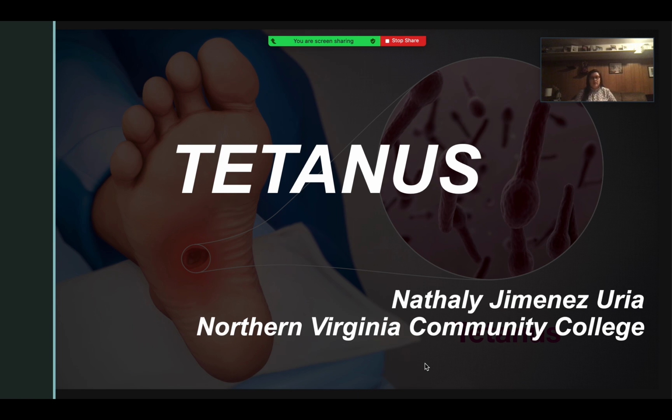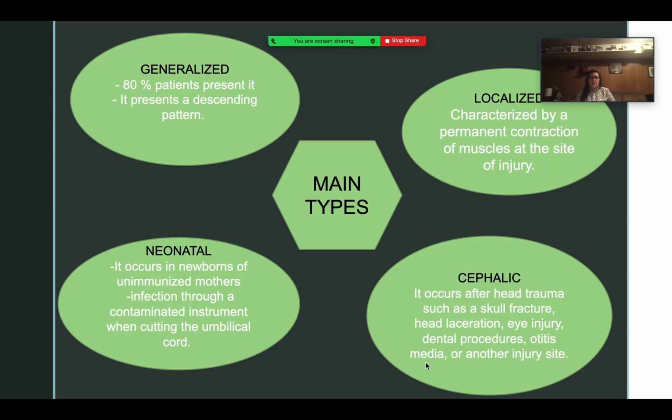Today I'm going to present tetanus disease. Tetanus is an acute bacterial infection characterized by tonic spasms of voluntary muscles, especially of the jaw, and caused by an exotoxin produced by Clostridium tetani, which is usually introduced through a wound.